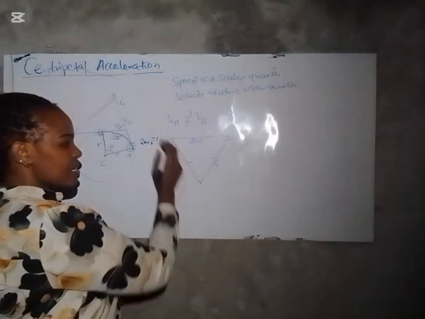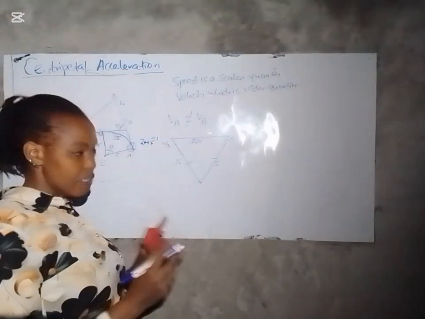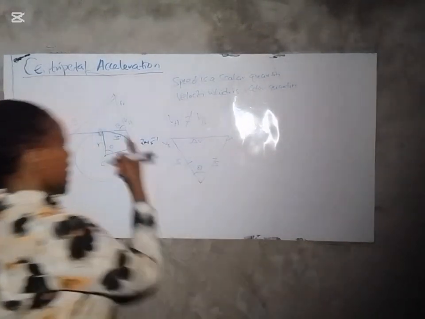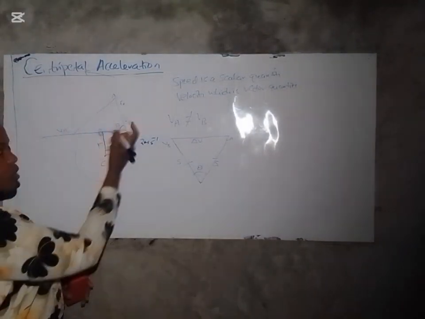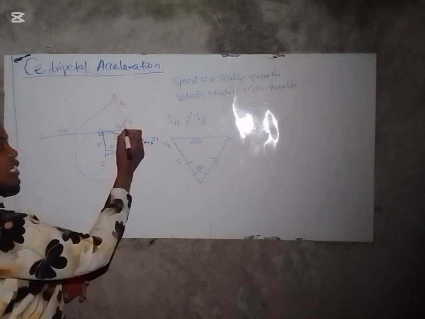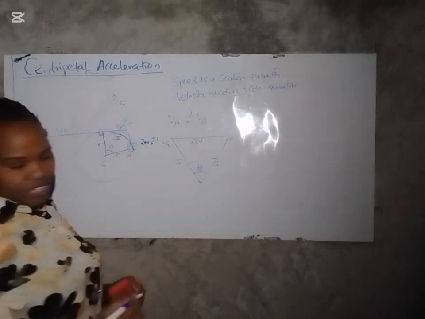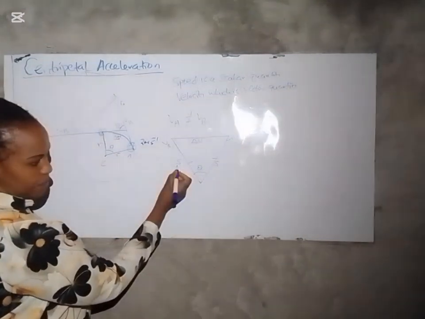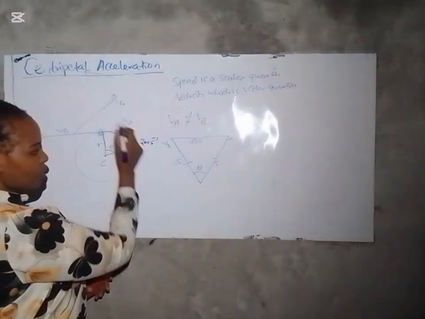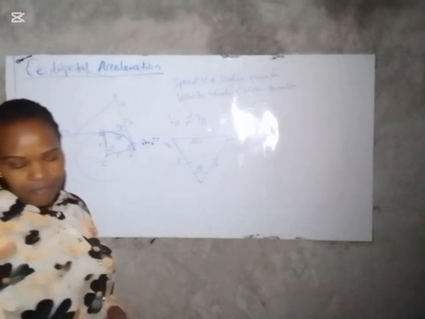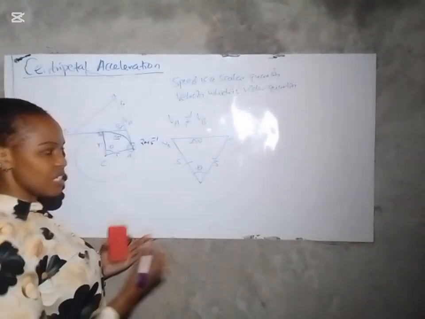But the speed is constant. The speed part is constant. And this angle here is theta. So the speed is the same, but the velocity A and the velocity B are different. So that is what we have here. The speeds are the same. Theta is this angle, but delta V from VA to VB, that is delta V. Velocity is changing because of change in direction.